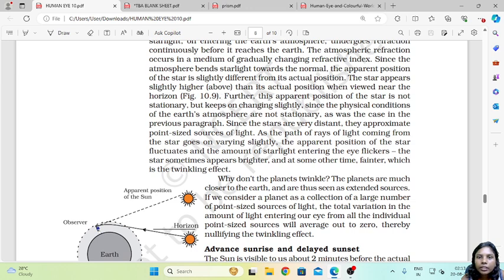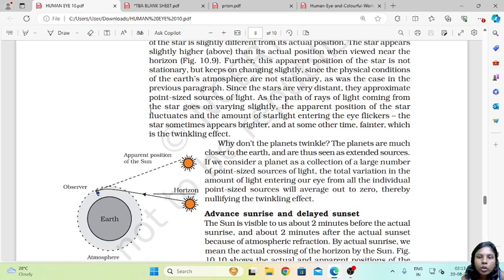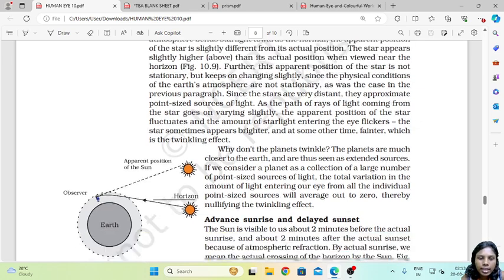Therefore, what is happening here is that there is a movement in these stars, and that is because of a non-stationary system of the Earth's atmosphere, as was the case in the previous paragraph. Since the stars are very distant, they approximate a point-sized source of light. As the path of rays of light coming from the star goes on varying slightly, the apparent position of the star fluctuates and the amount of starlight entering the eye starts to flicker. The star sometimes appears brighter and at times it appears fainter, and this is the twinkling effect of the stars.